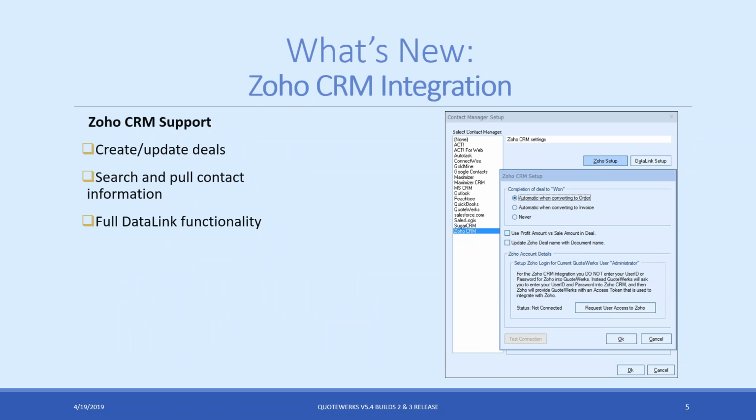So what's new? One of the biggest features in the latest release is going to be the Zoho CRM support. So with our Zoho CRM integration, you're going to be able to create and update deals in Zoho, search and pull contact information from Zoho directly into QuoteWerks. We also support the ability to attach link documents and other documents to the Zoho deal. And then we also added full data link functionality. So if you are using the data link or want to use the data link, that'll be available for the Zoho CRM integration as well.